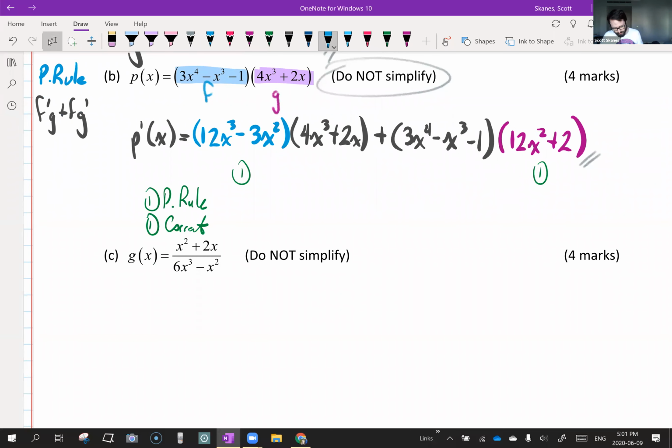Let's move on to C, because I know you're probably getting tired at this point. I can see in this question that there's a top, there's a bottom, and so that would be F divided by G. What do you think I'm going to do? I'm going to do the quotient. 1 mark for not cheating.